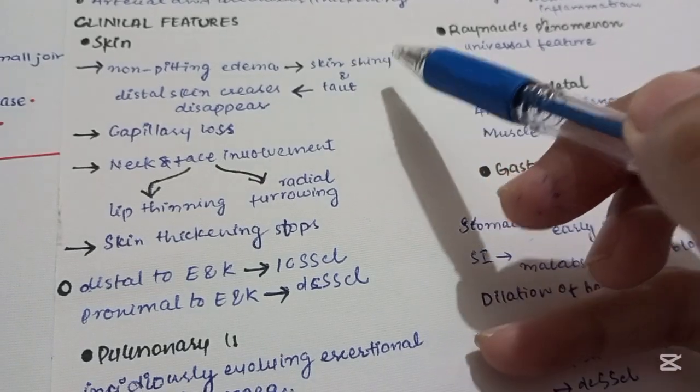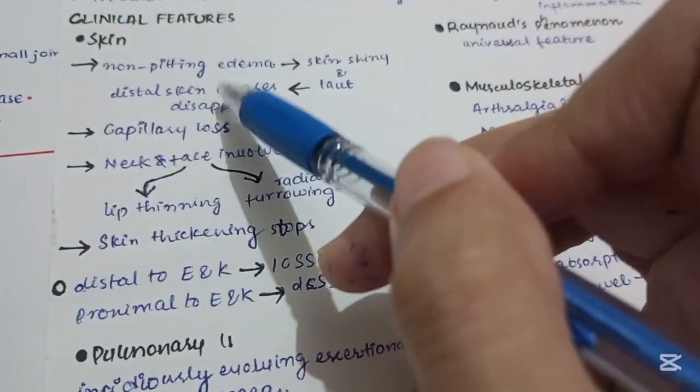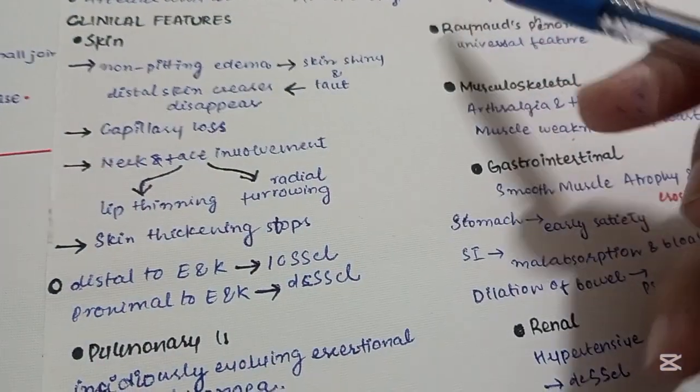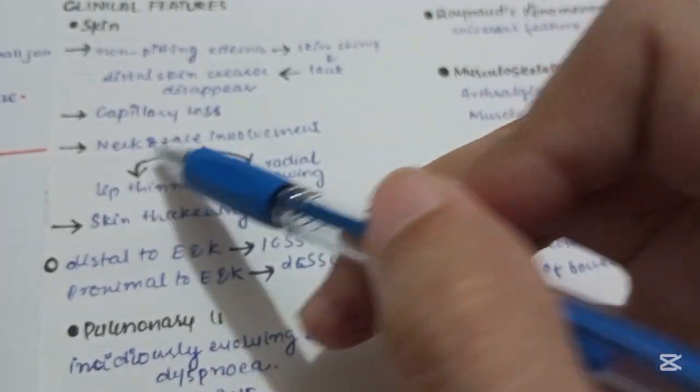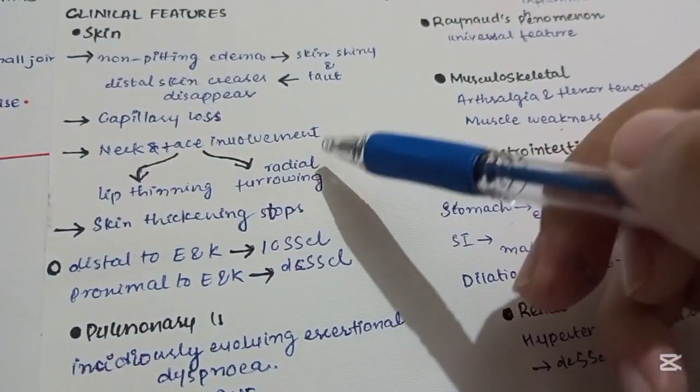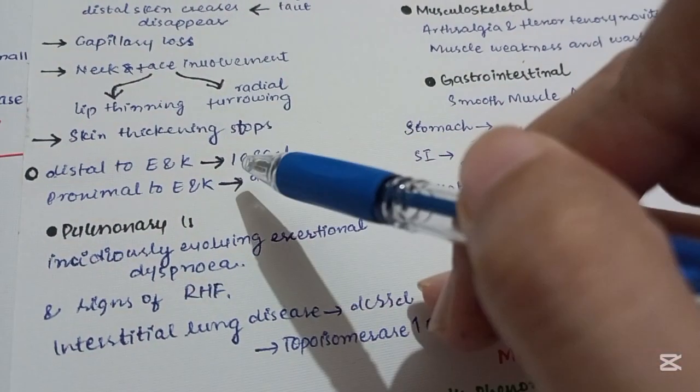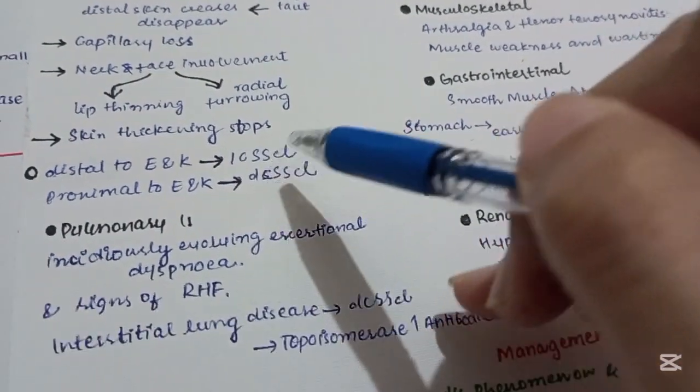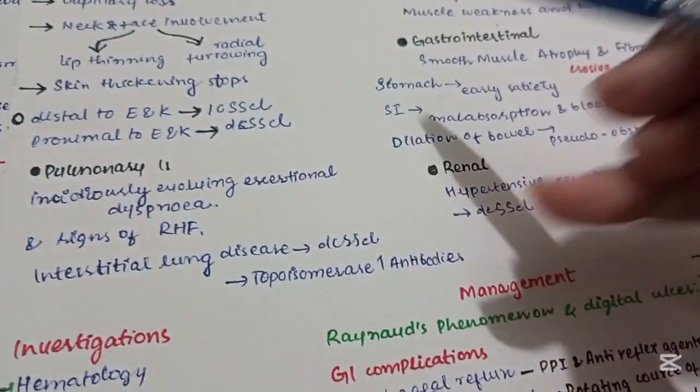And now, a very important point: if skin is involved, then we have non-pitting edema, and it causes the skin to look shiny and taut, and the distal skin creases disappear. Capillary loss occurs. If the neck and face are involved, then lip thinning and radial furring are present. Skin thickening stops at this point, and if it is distal to the elbow and knee, then it is limited cutaneous systemic sclerosis, and if it is proximal to the elbow and knee, then it is diffuse cutaneous systemic sclerosis.